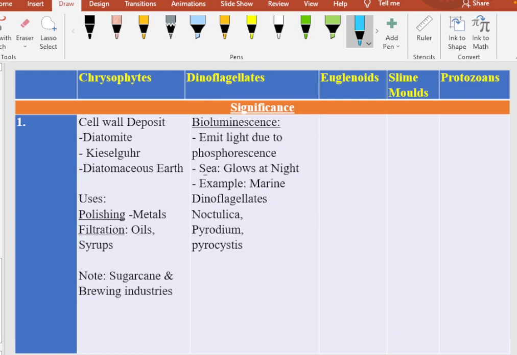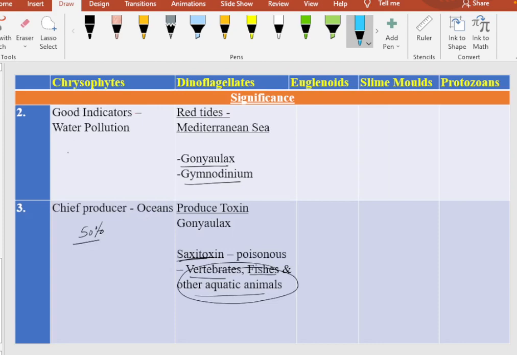Here, first chrysophytes we will see, then after we will come one by one. First chrysophytes, what is the first thing? Cell wall deposit, diatomite, kieselguhr, diatomaceous earth, polishing and filtration. Second, they are good indicators of pollution, meaning water pollution. What does it mean? So they can indicate whether water is polluted or not.